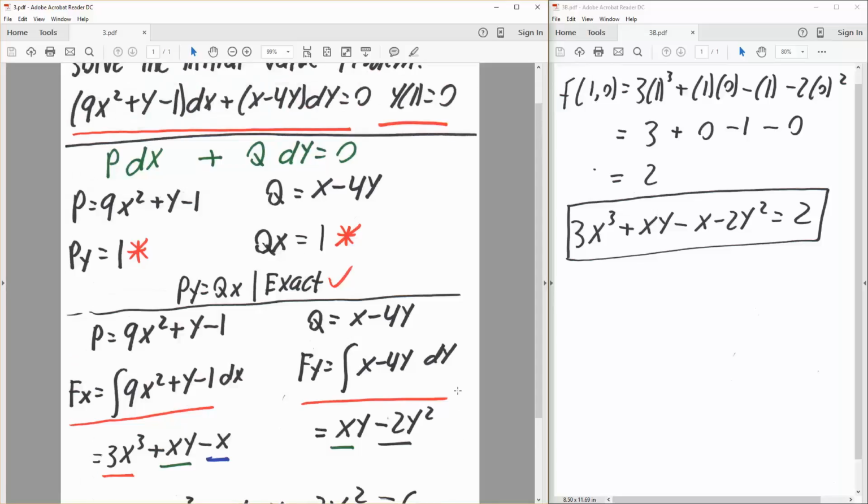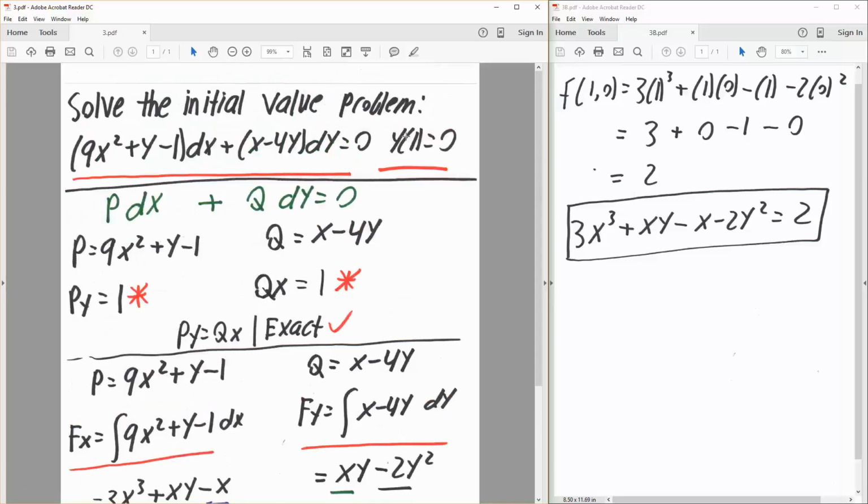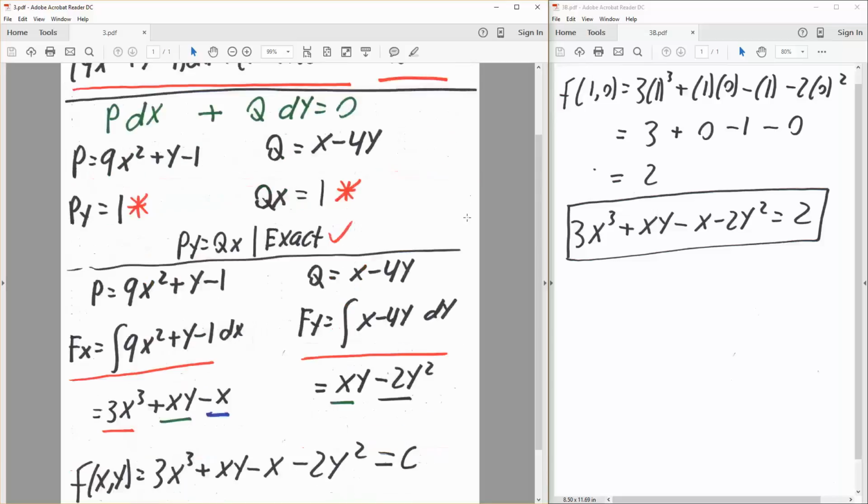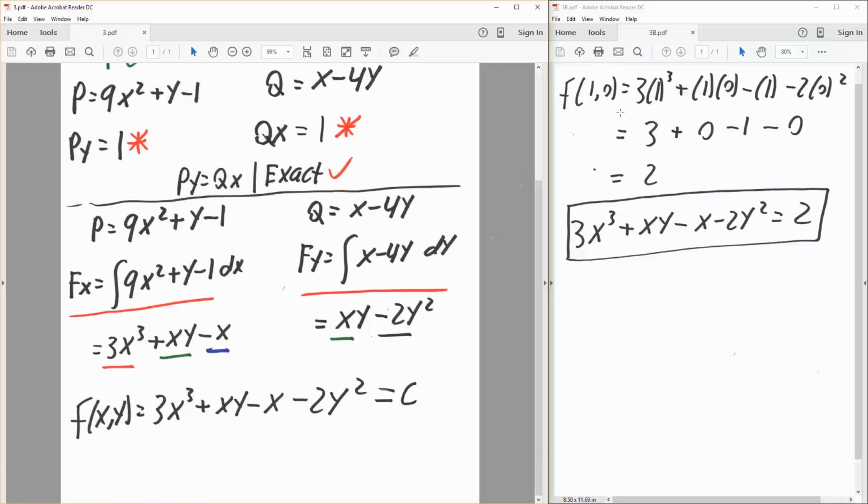The next step is, we said that y(1) is equal to 0. That means x is equal to 1 and y is equal to 0. And so we simply plug it in. So we say that 3 times 1 cubed plus 1 times 0 minus 1 minus 2 times 0 squared. This would be 3 plus 0 minus 1 minus 0. So that would equal 2.